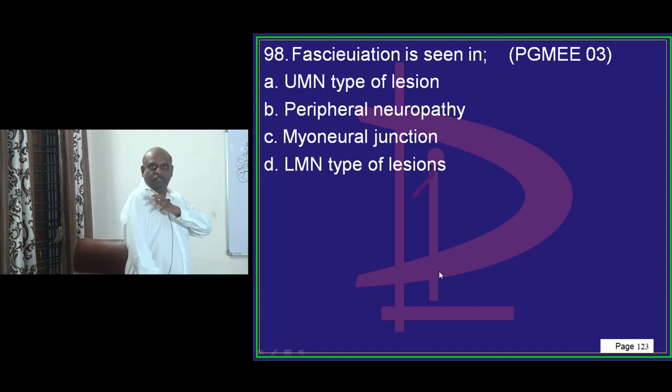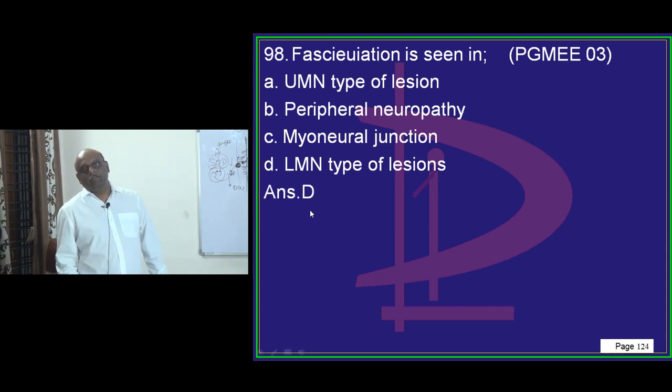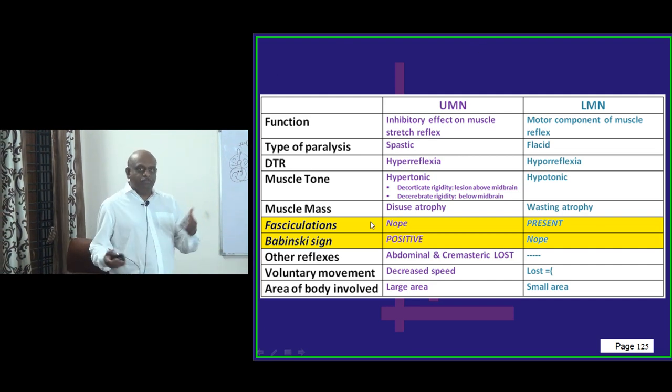Fasciculations, that feeling that something is creeping in my muscles like a wave, is called fasciculation. Where do you see it? In LMN type. So once more, doctor, UMN versus LMN.